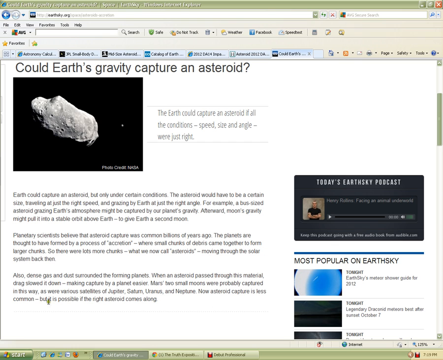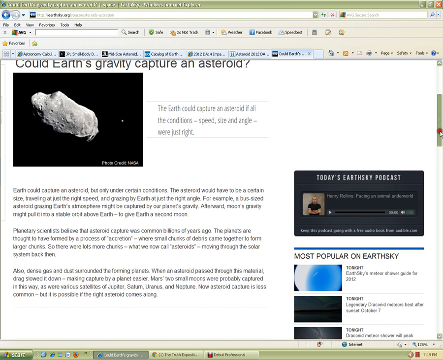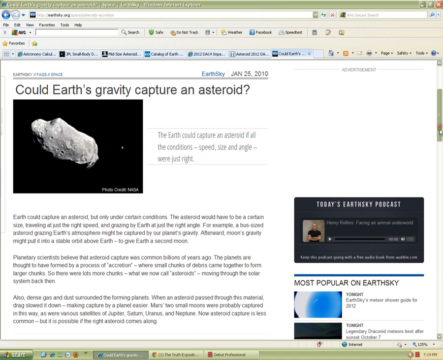Now, asteroid capture is less common, but it is possible if the right asteroid comes along. So the question is, we have to see if this is the right asteroid that comes along in order for our Earth's gravity to capture it. But again, it has to meet certain conditions. It has to be a certain speed, size, and the angle in which it's coming in.